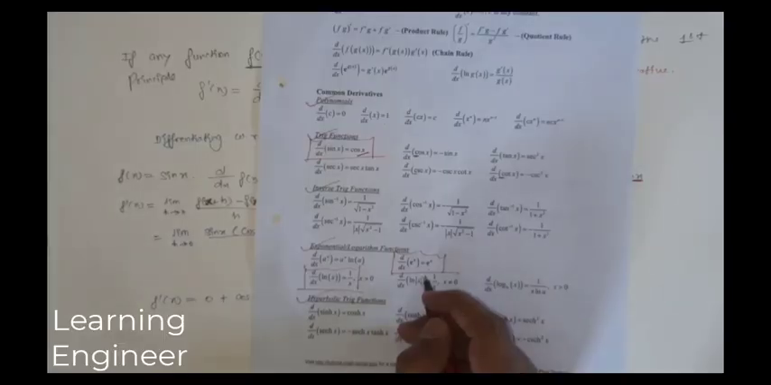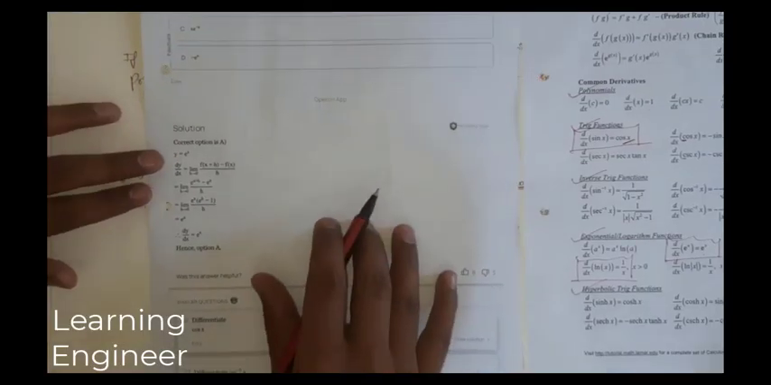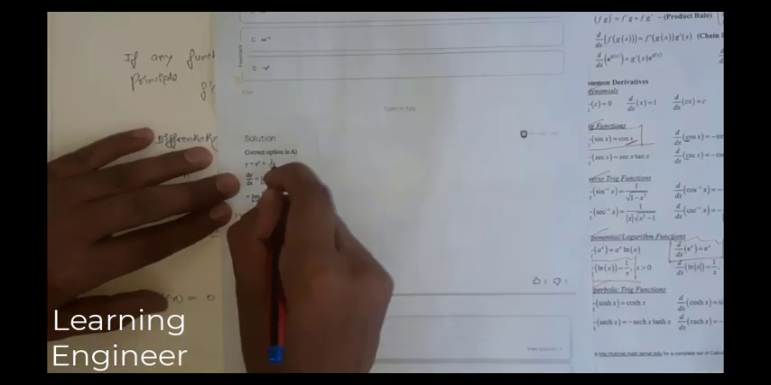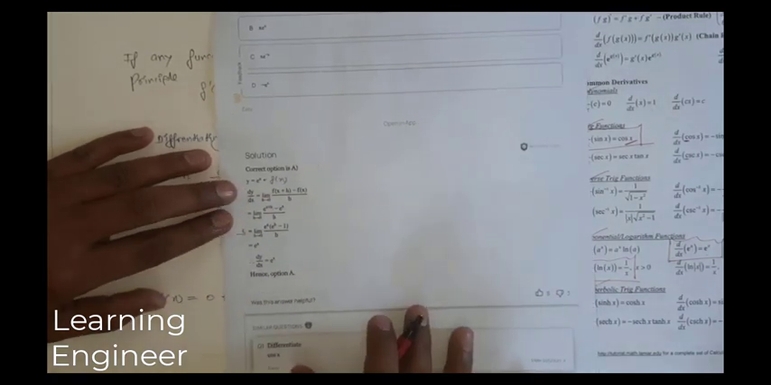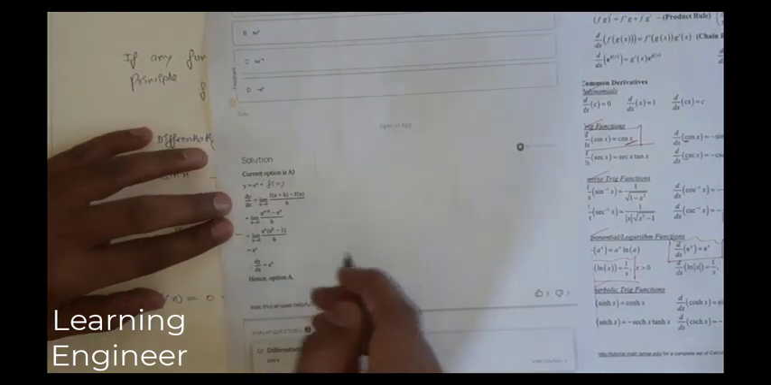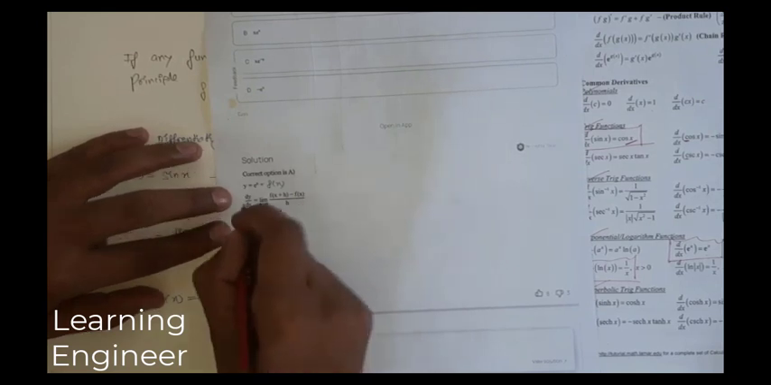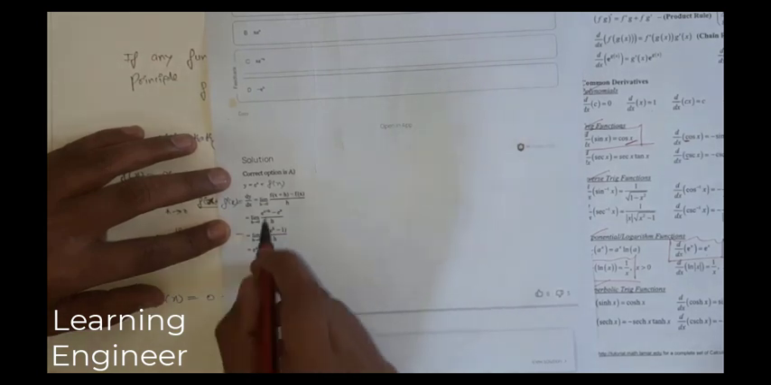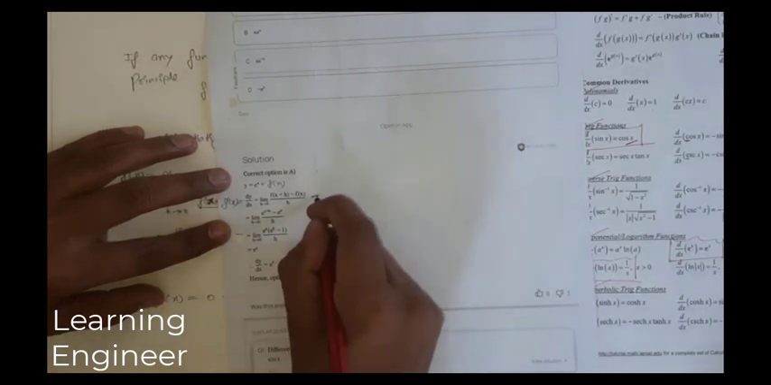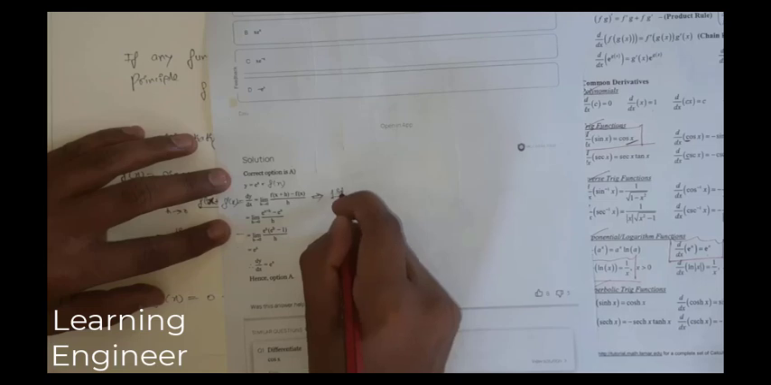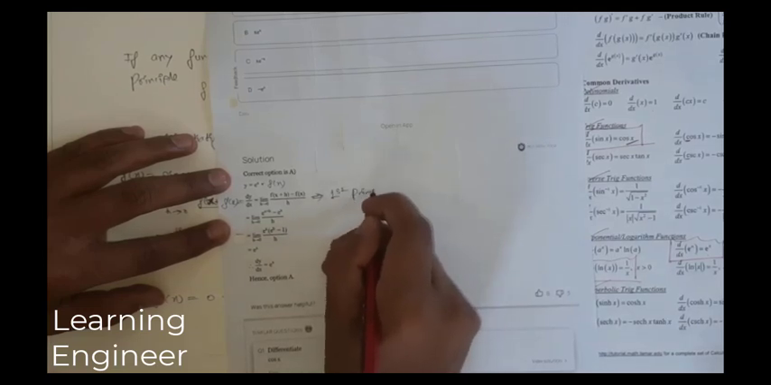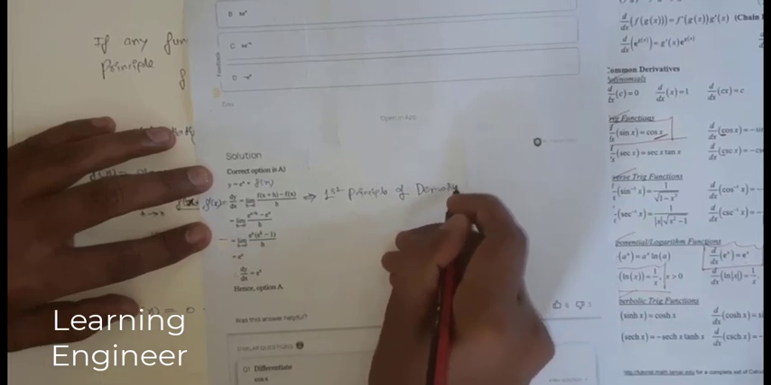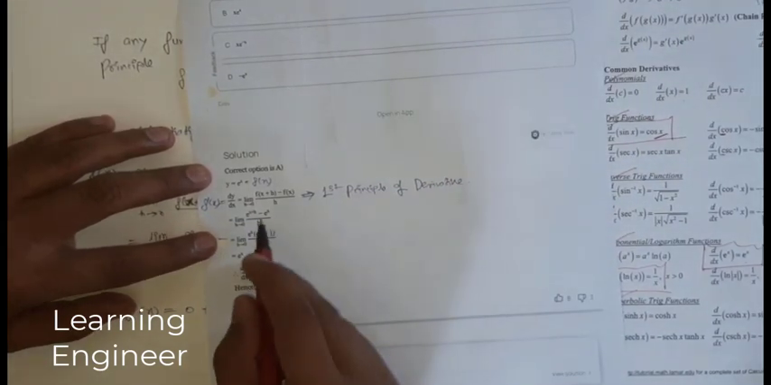Now let us prove one more derivative. How to prove the derivative of e raised to x? The function is given as e raised to x. So dy by dx, which is also known as f dash x, is given by the standard formula. This is the first principle of derivative.